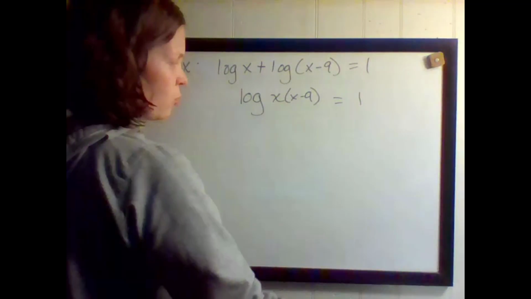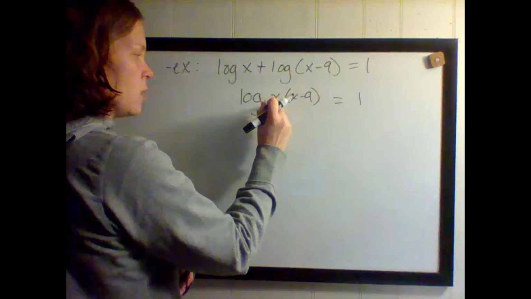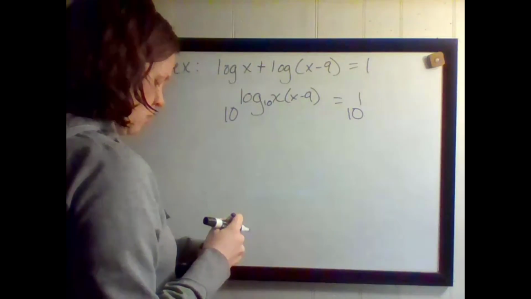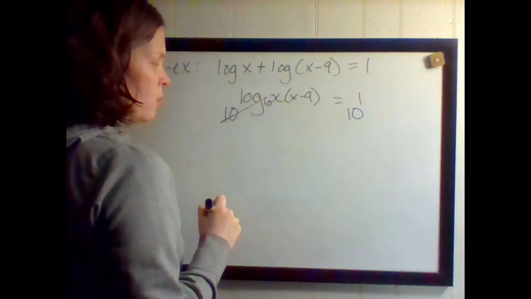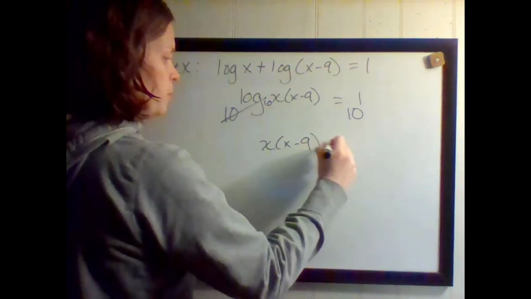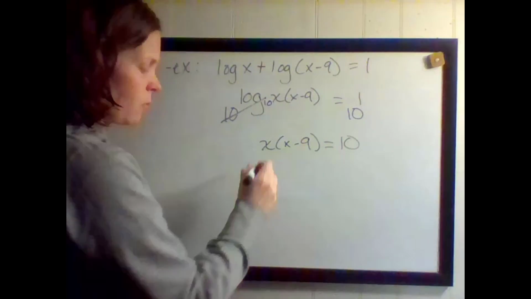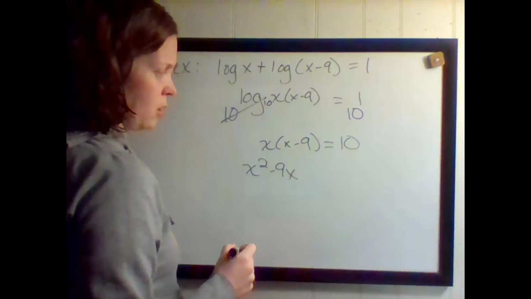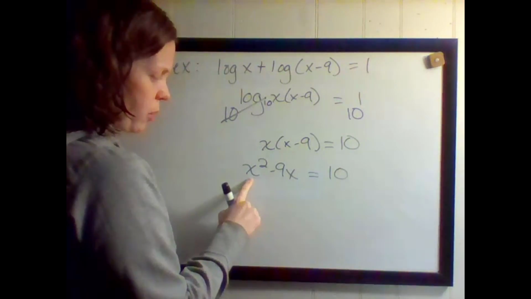So I'm going to raise both sides with a base of, in this case, again, I don't see a base, so it is 10. 10 is my base. Now, on the left side, the log is going to cancel out. I'll be left with x times x minus 9. And then on the right side, 10 to the 1 power is 10. So when I distribute this, I'm going to have x squared minus 9x equals 10.